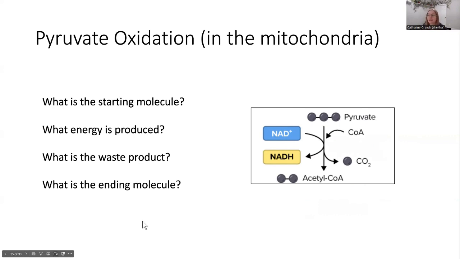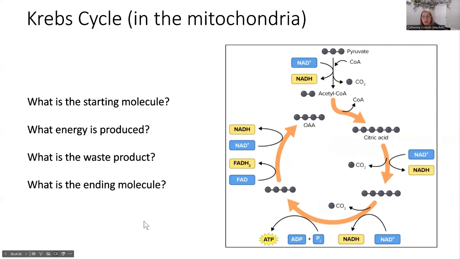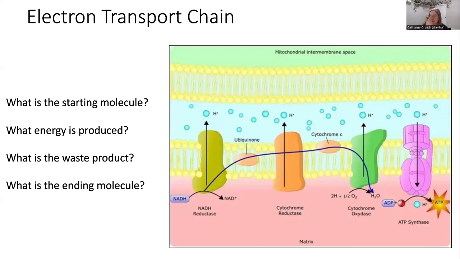What about in the citric acid cycle, the Krebs cycle? Starting, ending, energy, and waste. Did you hit all 4? And lastly, for the electron transport chain, what is the starting molecule? What's the ending molecule? What's the waste product? And what's the energy produced?